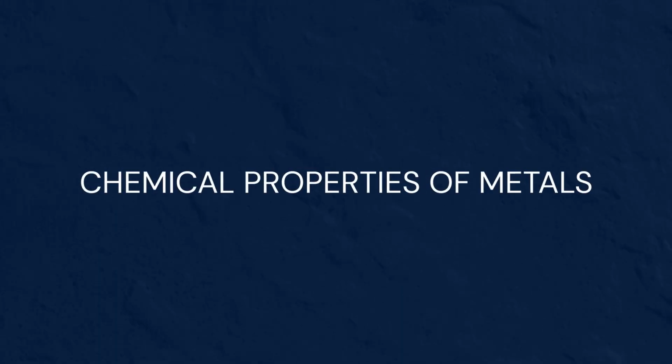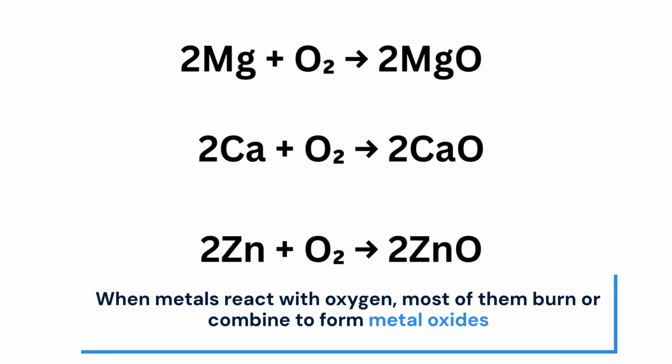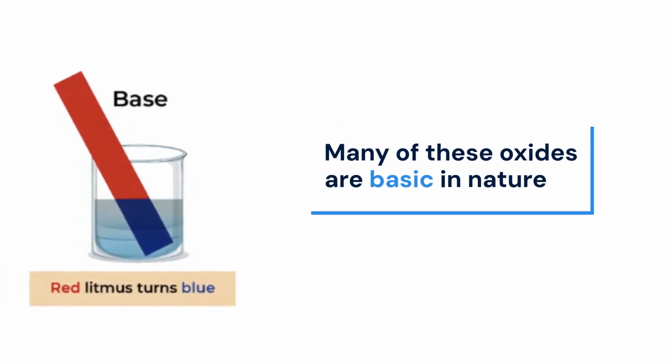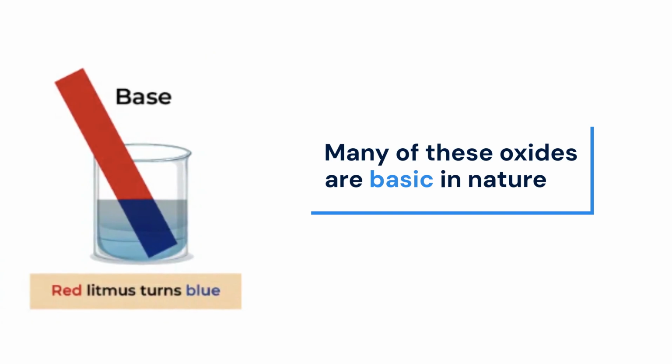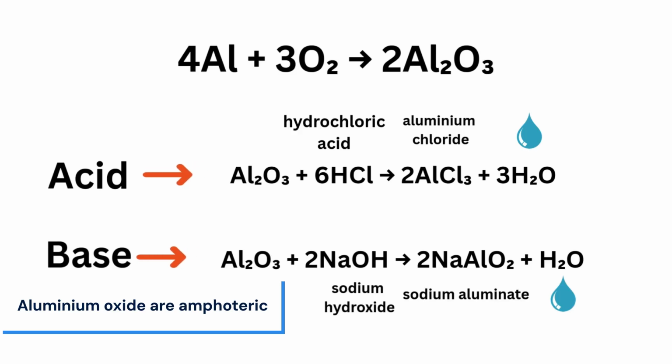The chemical properties of metals are largely determined by their tendency to lose electrons and form positive ions. When metals react with oxygen, most of them burn or combine to form metal oxides. Many of these oxides are basic in nature, meaning they can turn red litmus paper blue by forming bases when dissolved in water, while some, like aluminium oxide, are amphoteric, meaning they can react with both acids and bases.